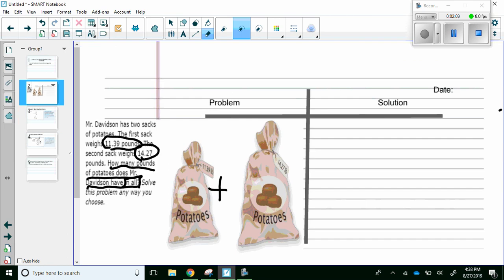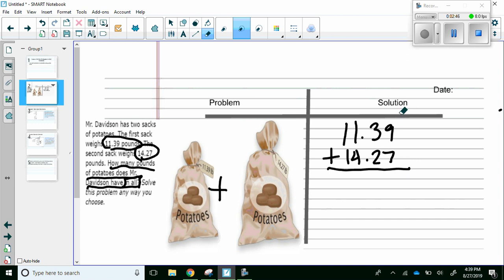Okay, coming back to solve it, I'm thinking about the I can statement. It wants me to use partial sums. That is something that is new to me, but I think I might as well give it a shot because maybe it's a strategy that I will find easier than other strategies I've learned before. So first I'm going to write 11.39 plus 14.27. By using partial sums, I'm going to be adding place values one at a time.